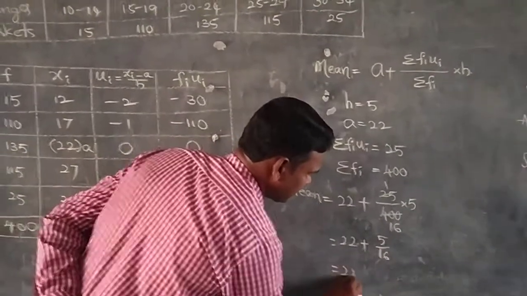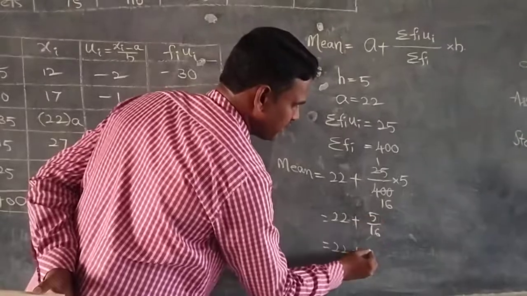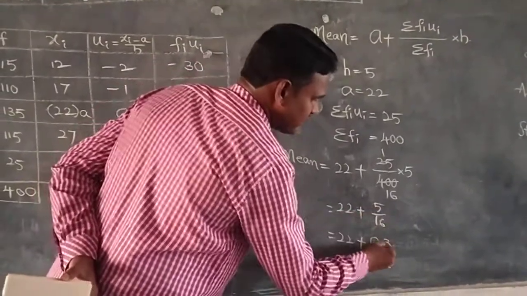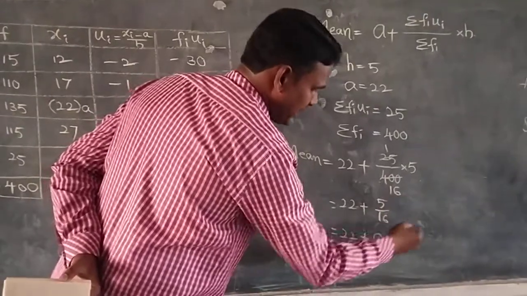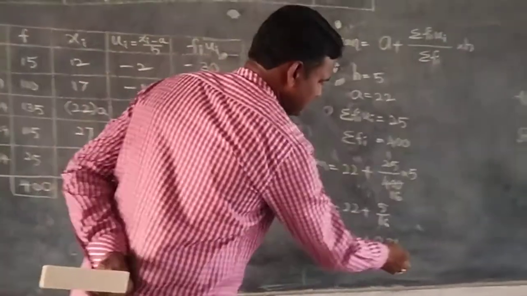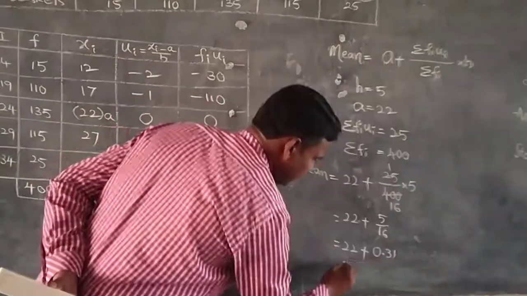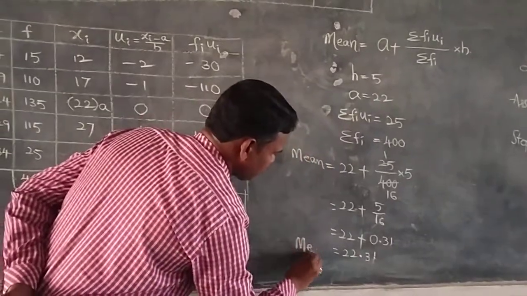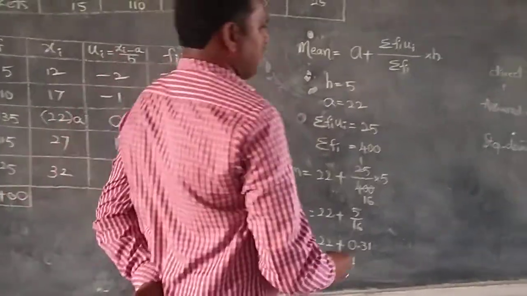Let us divide in the 16 table. 5 is not divisible, write 0 point. It will become 50. 16 threes are 48. 2 remaining, 20. 16 ones are 16. Let us take up to 2 decimals. Now 22 plus 0.31 is 22.31. This is the mean number of oranges.